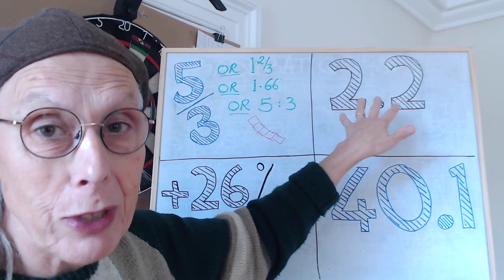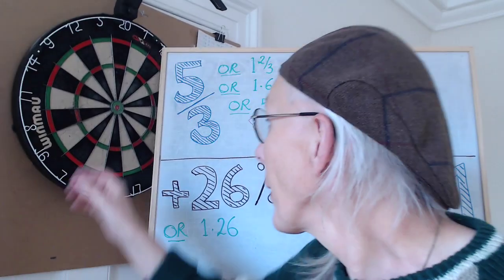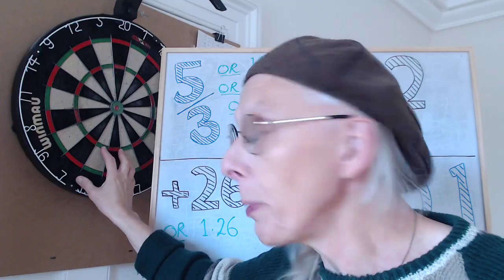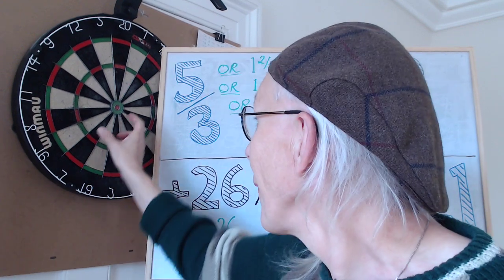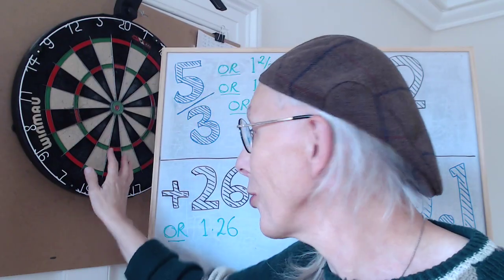2.2. That's a really cool number. What is 2.2? The treble is 2.2 times bigger than the bull. So it's more than twice as big as the bull, 2.2. But here's the really cool thing. The 25 ring is, wait for it, 2.2 times bigger than the treble. Incredible. Did the designers of the dartboard have that in mind?